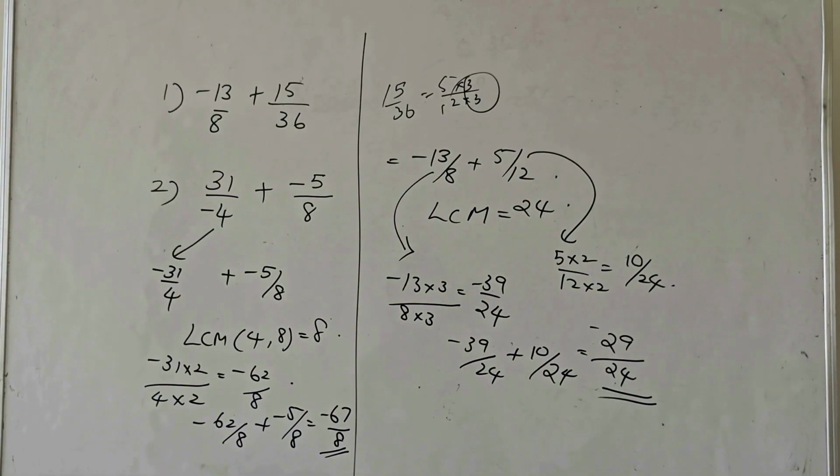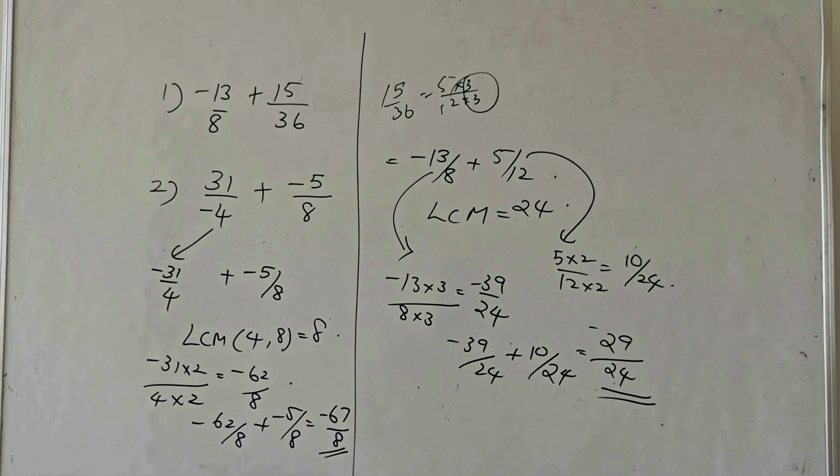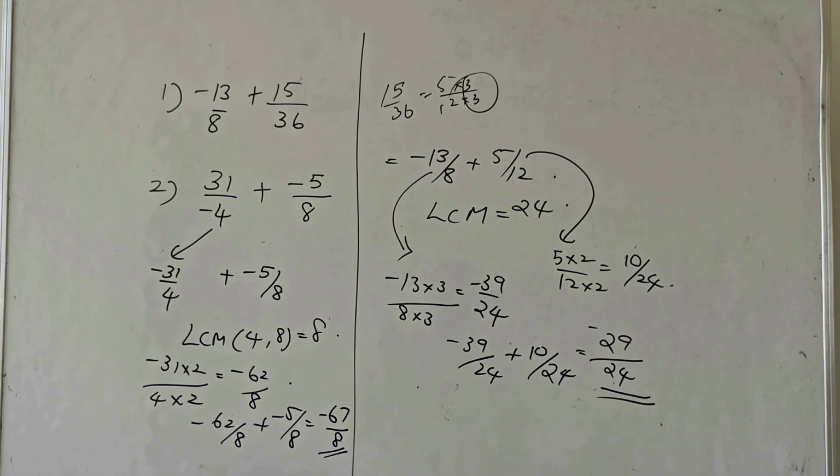In the case of the second sum, 31 by minus 4 has been converted to minus 31 by 4 to make it into the standard form. Minus 5 by 8 is already in the standard form. Then we are adding minus 31 by 4 and minus 5 by 8. The LCM of the denominators is 8. So I have converted minus 31 by 4 into a rational number with denominator 8. I get minus 62 by 8. I am adding it to minus 5 by 8, thus giving me the answer as minus 67 by 8.